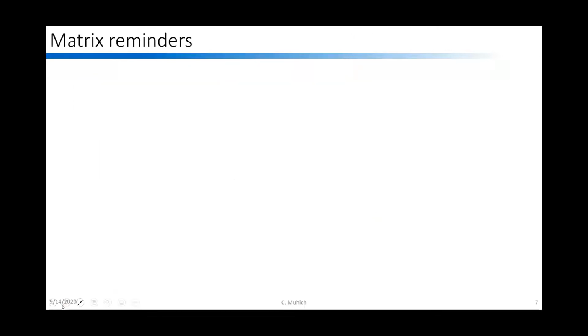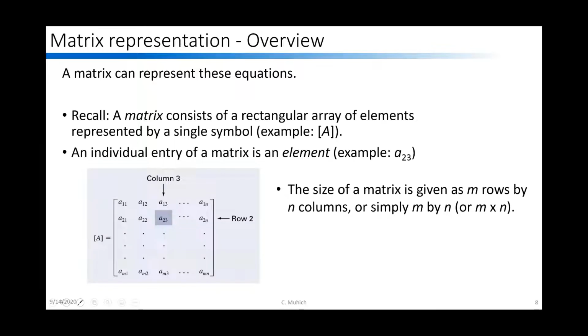Before we get into the matrix math, I want to go through a few reminders on matrices and how we can deal with them. First, we can use matrices to represent these equations by taking all those different variables and coefficients and collapsing them into the matrix form. Just as a reminder, hopefully you're feeling quite comfortable with this by now.